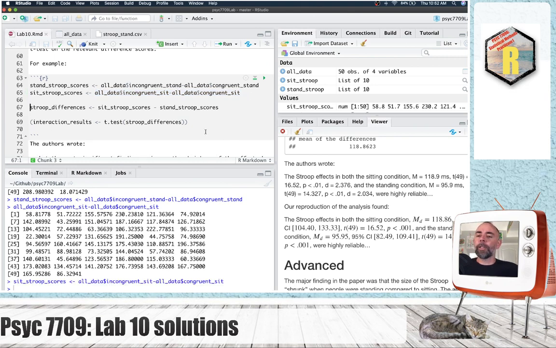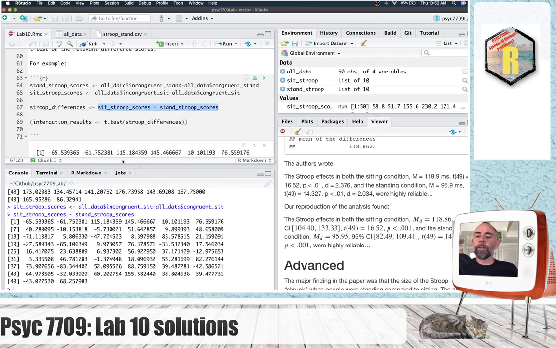So now for each subject, we can take the sit scores and subtract the standing scores. Now, if we were to look at this, what we're going to see here, this is a difference score between two different scores. So this first score, this is for subject number one. It's a negative 65. So what does that mean?